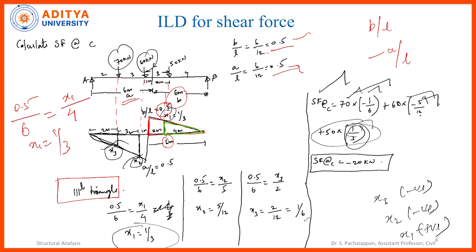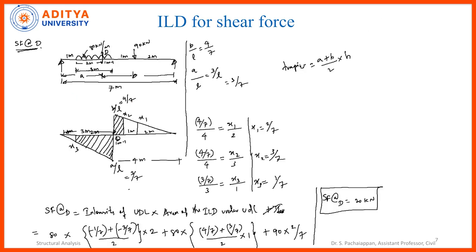So, it is very simple. Whatever the beam is given, below that we need to draw the ILD for the shear force diagram, drop the ordinate exactly for the load, draw the similar triangle, compute the ordinates, load multiplied by ordinate plus next load multiplied by ordinate plus next load multiplied by ordinate, which is going to give the maximum shear force value. By this way we can calculate for the UDL also.